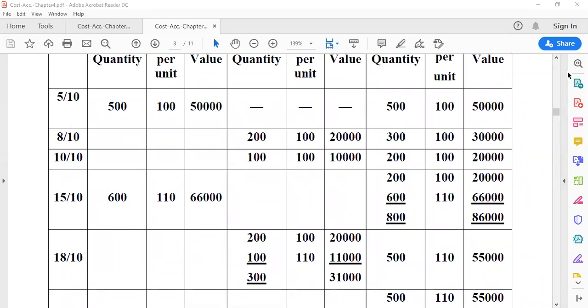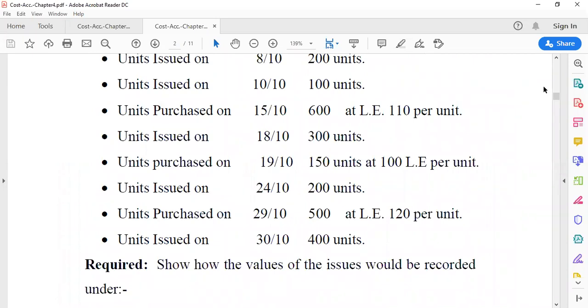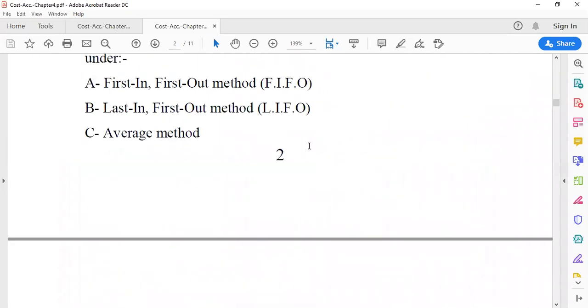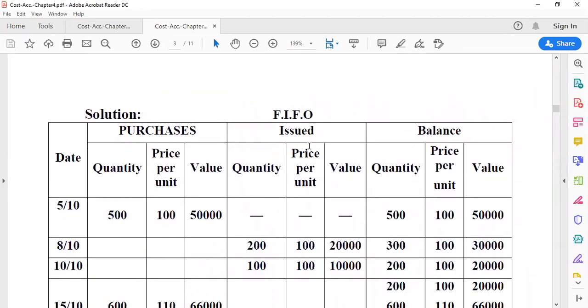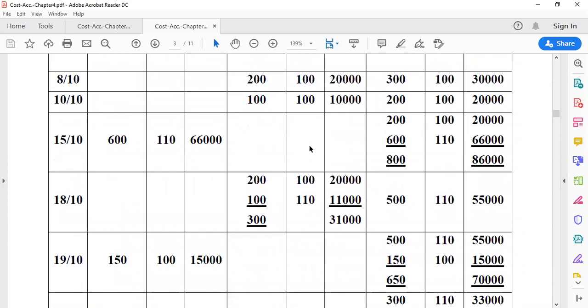Go back to the example. On the 18th of October, we have 300 units issued. So I need to take out of my store, or take out from my inventory, 300 units. How can I take them? Under first in method, I need to take the old one first and then the rest from the new balance.